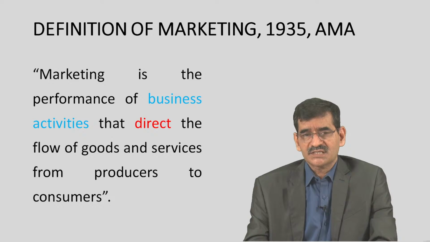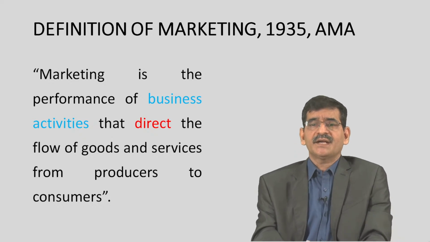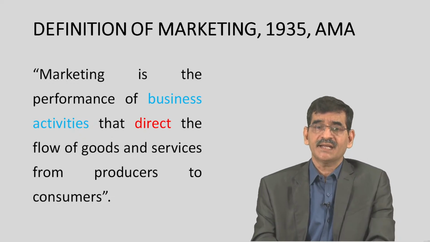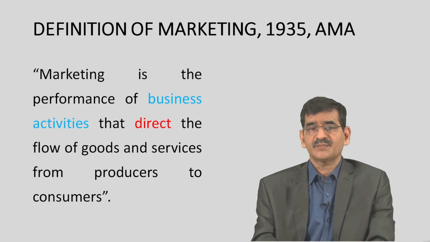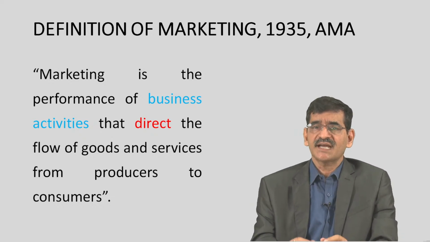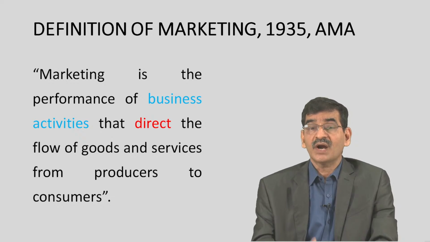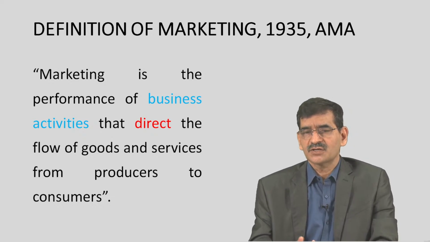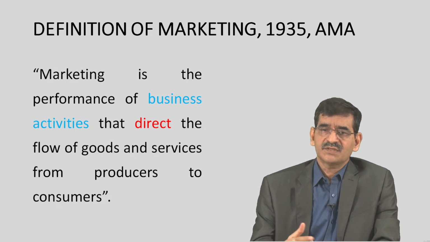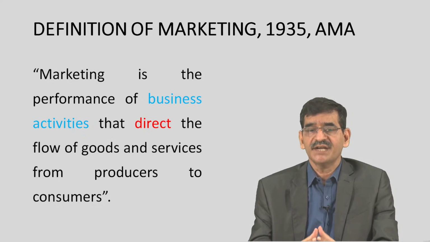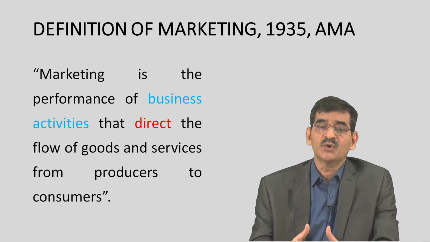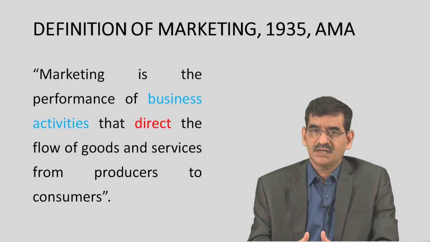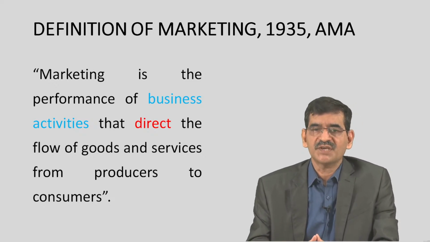We can understand these concepts by various definitions, and the American Marketing Association defined marketing in 1935 as the performance of business activities that direct the flow of goods and services from producers to consumers. So here the business activities have been in focus, but what activities the marketers have to perform was not given in this definition, and it also emphasizes the seller's point of view. It is unidimensional: the direction is the flow of goods and services from producers to consumers. The direction from consumers to producers is not mentioned here.